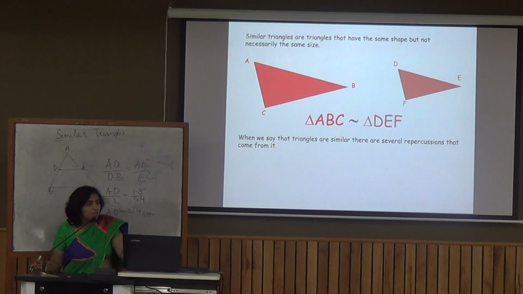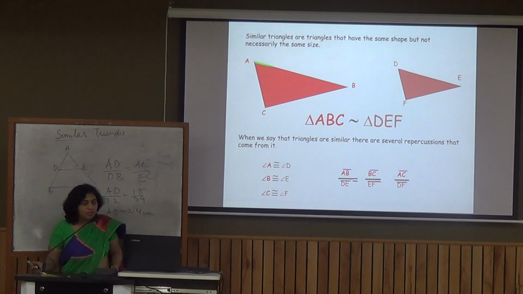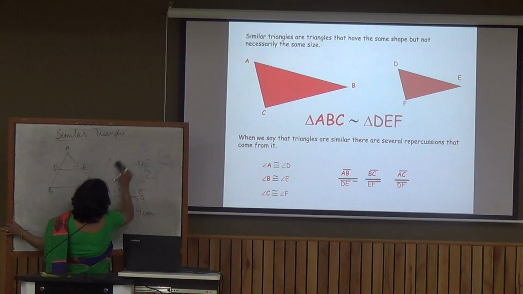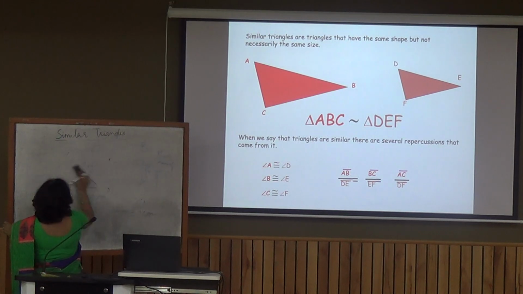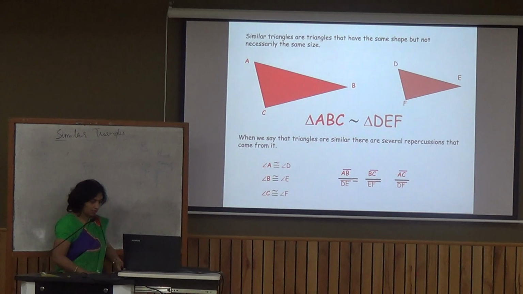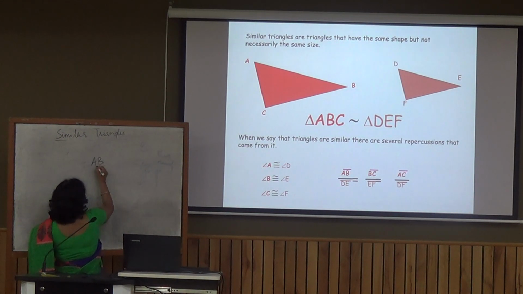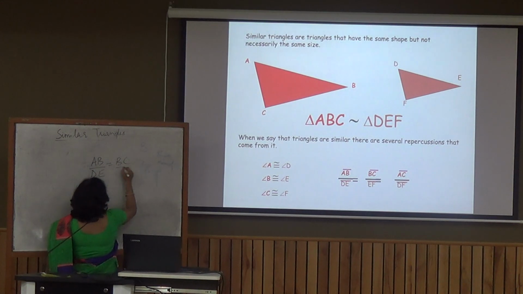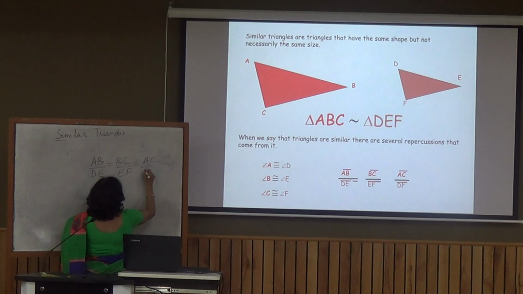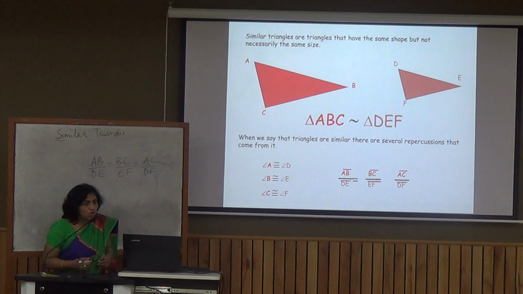When we say triangles are similar, then they have several repercussions that come from it. We write triangle ABC is similar to triangle DEF only if angle A is equal to angle D, angle B is equal to angle E, angle C is equal to angle F, and the ratio of the corresponding sides are equal. We have AB upon DE is equal to BC upon EF and AC upon DF. So the ratio of all the three corresponding sides in both the triangles are equal.